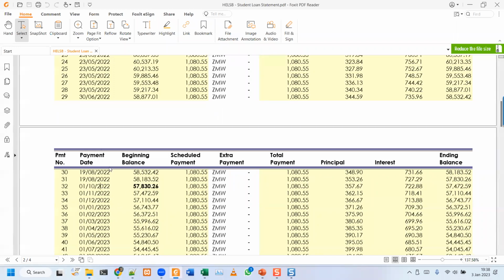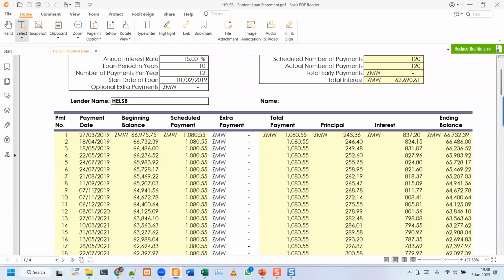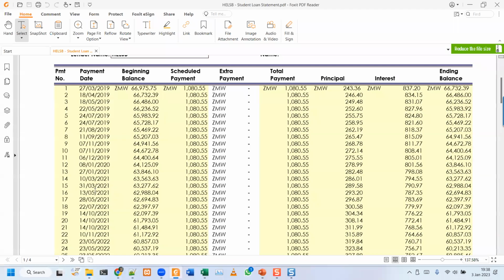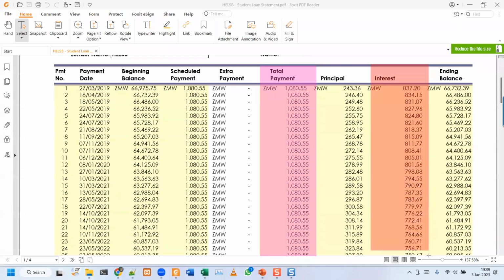So payment date done. Now we go back to the top. Principal and interest, our favorite 2 columns, principal and interest and the total amount. These are the 3 things we'll be focusing on. Again, I will highlight our amount, which is everything that we pay per month, 1,080 kwacha 55 ngwee, great. But then in red, I'm going to highlight how much is going to interest.